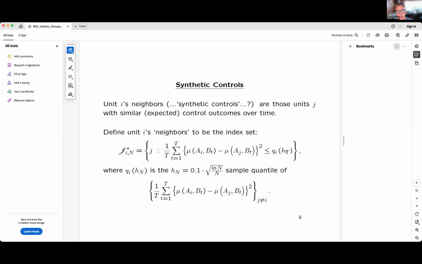That should be an n there. One idea is you could let q_n be, say, the sample quantile of the difference. You don't have to worry about the details, but the idea is you might pick the 10 closest neighbors by this metric in the sample.